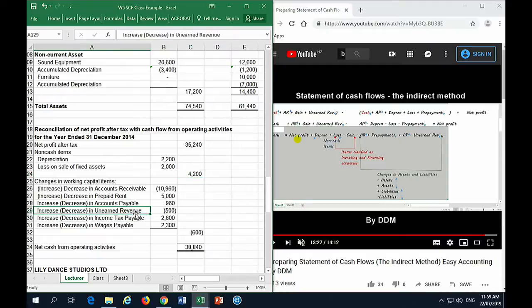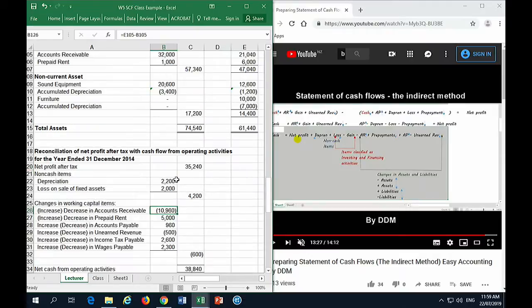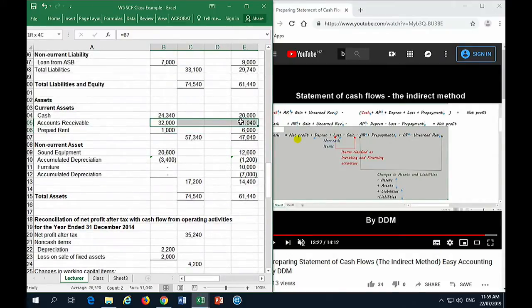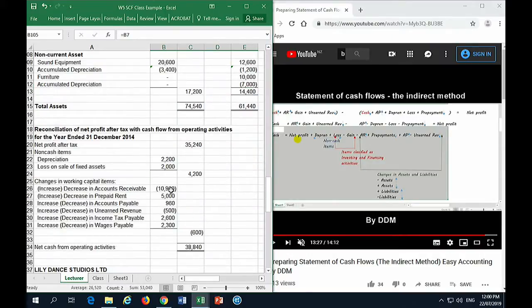and liabilities. So here, any changes in accounts receivable? How do we find the changes? So look at here, right? Do we have an increase or decrease in accounts receivable? We have an increase. So when asset increase, we subtract the increased amount from net profit. So when there's an increase, this is a minus. Is that clear?